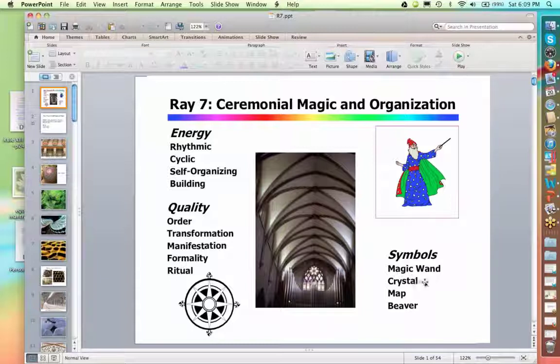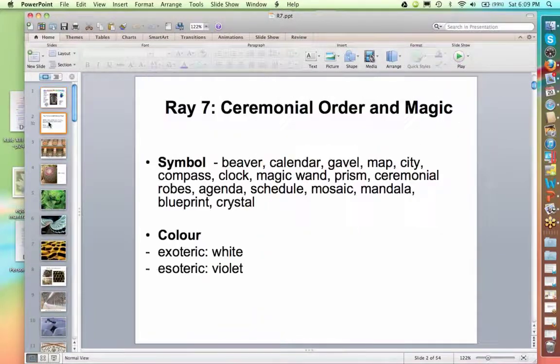And because of the magic, we've got the magic wand, we've got the crystal that has its own patterns. We have a map that, again, lays things out in a pattern of sorts. And the beaver, who was a builder. So here's some more things to look at.